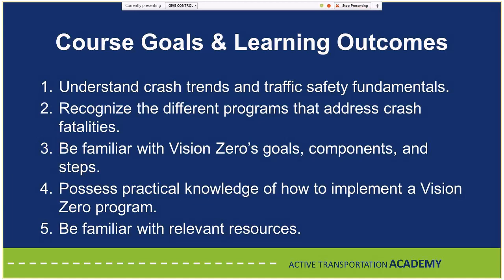So understanding the goals, the components, and the implementation steps of Vision Zero, and then not just understanding them, but also being able to apply them. So we'll work through all the different actionable items that come out of putting a Vision Zero action plan together and how it can be achieved in your community, in addition to, as I mentioned before, having those relevant resources available if you want to learn more or look into funding.